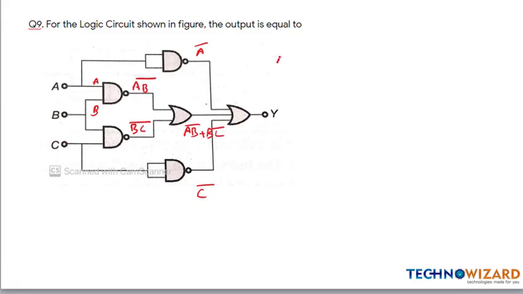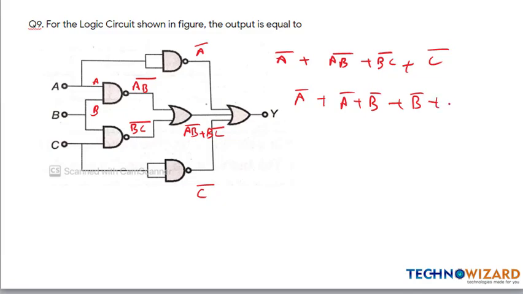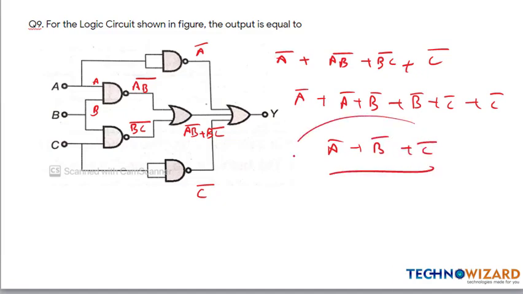And all will be taken as sum here, as there is a NOR gate connected at the output, plus C bar. How can we write this equation? Applying De Morgan here, this can be A bar plus B bar plus C bar plus C bar. A bar plus A bar is A bar, B bar plus B bar is B bar, plus C bar is C bar. Then A bar plus B bar plus C bar is the correct answer.